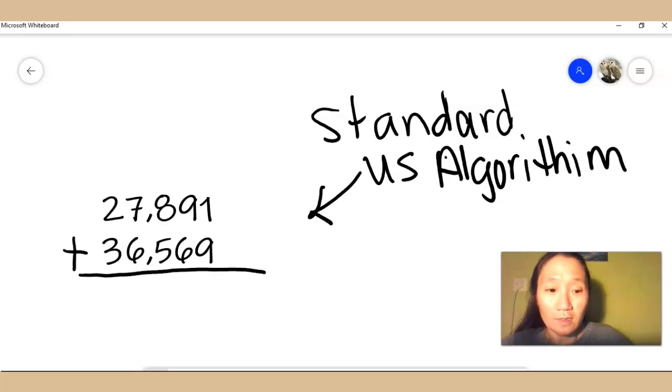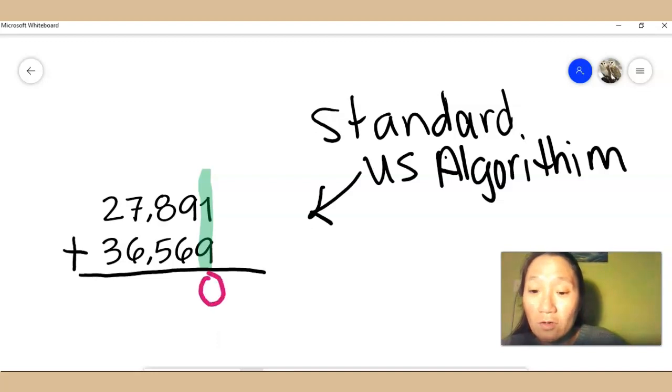So when you are using the US standard algorithm, you are using your place value. You're adding your ones first. So you say, okay, I have 9 plus 1, and that'll be 10. And then I'm going to put the 0 here, and I carry the 1. When you're working with the US standard algorithm, you are only working with how many groups are in a place value, not how much each place value is worth.